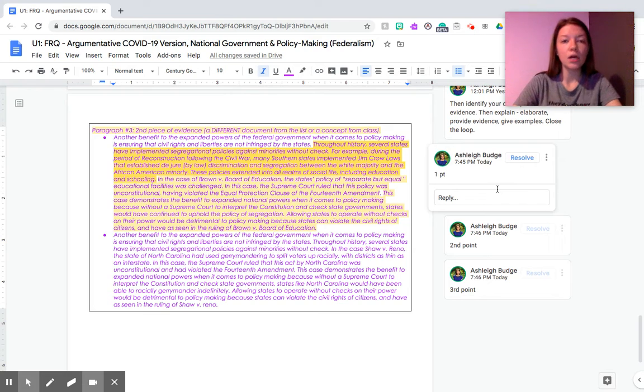Throughout history, several states have implemented segregational policies against minorities without check. For example, during the period of Reconstruction following the Civil War, many Southern states implemented Jim Crow laws that established de jure, or by law, discrimination and segregation between the white majority and the African American minority. These policies extended into all realms of social life, including education and schooling. Again, starting to introduce my evidence.